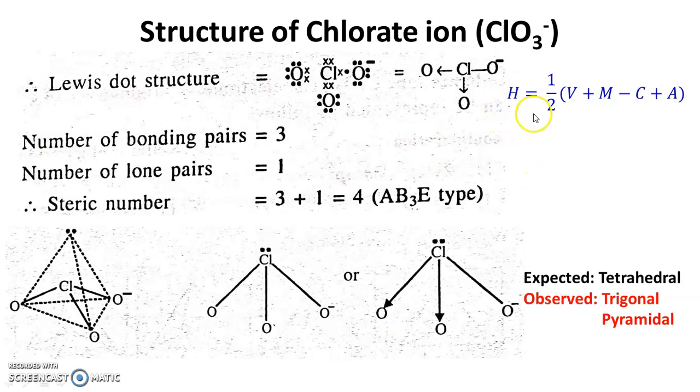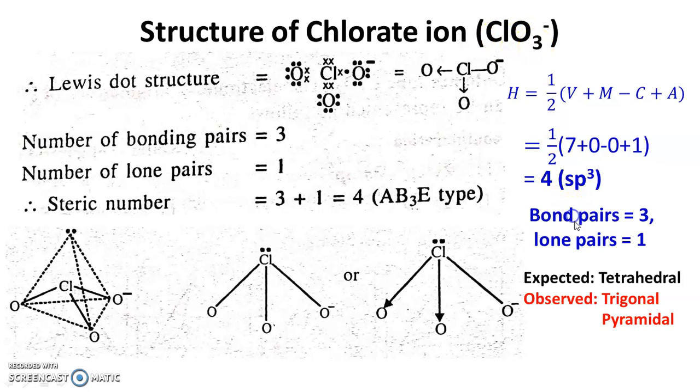Alternative method again, H is equal to half V plus M minus C plus A. Now the number of valence electrons at chlorine is again 7, monovalent atoms 0, positive charges 0, negative charges 1. So H is equal to 4 means the steric factor is 4, but here chlorine is attached to 3 oxygen atoms, so bond pairs equal 3 and therefore lone pair must be equal to 1. This is the alternative method, and in this way chlorate ion has a geometry of trigonal pyramidal.